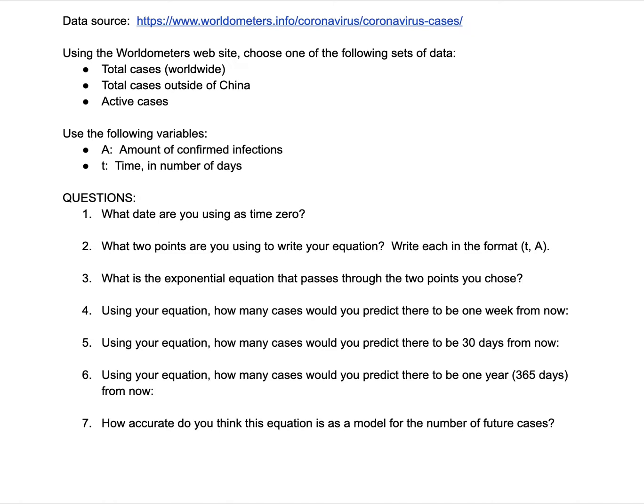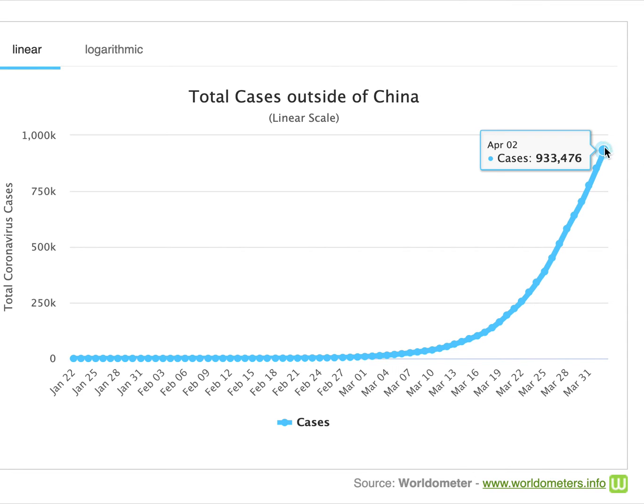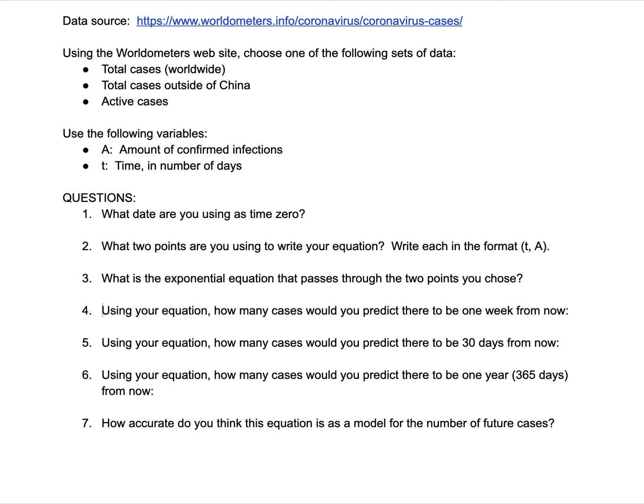And then once you've written your equation for number 3, you can go on to number 4. Then you're going to say, how many cases would you predict there to be one week from now? In other words, that's after where we are today, going 7 days later. So you're going to have to add 7 to whatever that day is, and then plug that into the equation that you came up with back in part 3 and tell me what that number is. One of the reasons I want you doing that is because then here in a week, you'll actually be able to check and see how accurate was your model.